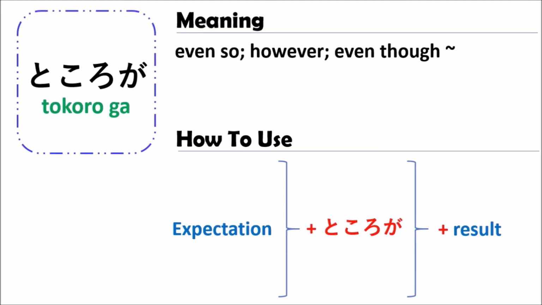So here is the structure of how to use Tokoroga. When you use Tokorode, you should begin the sentence with Tokorode, right? But Tokoroga you should put in the middle of the sentence, and it has the meaning of however or even though. That is similar to summarizing the sentence, or summarizing the result, right? So let's go and see some examples together.